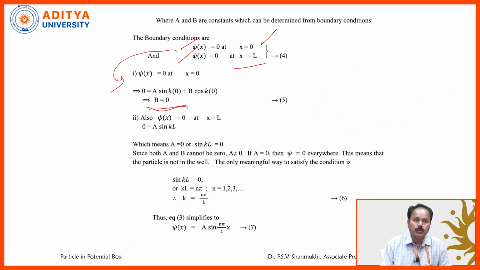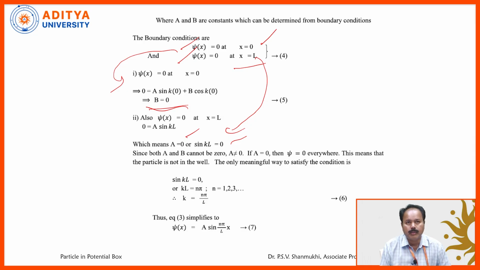Now apply the second boundary condition. Psi of x is equal to 0 at x is equal to L. Means psi of x is 0, A sin kx, with x as L, I am taking. A sin kL is equal to 0. Means A into B is equal to 0, meaning either A may be 0 or B may be 0 or both may be 0. Here either A is equal to 0 or sin kL is equal to 0.